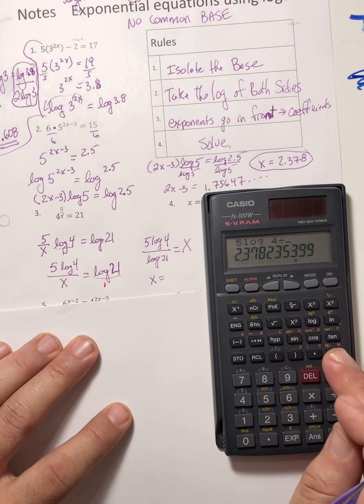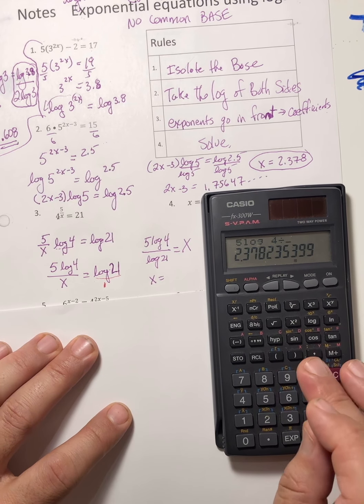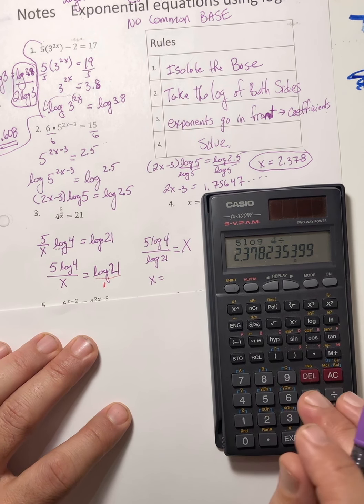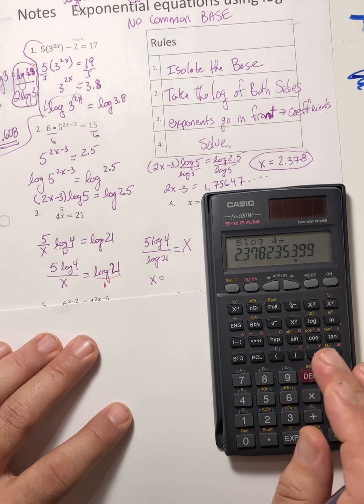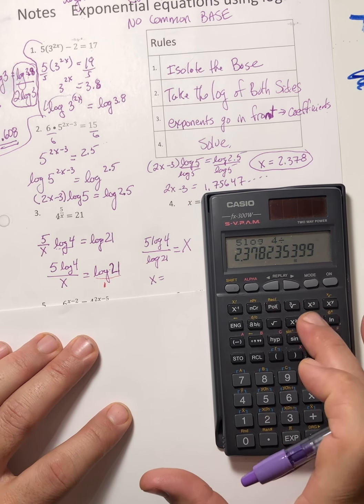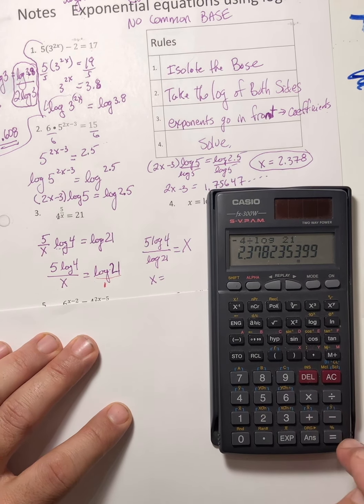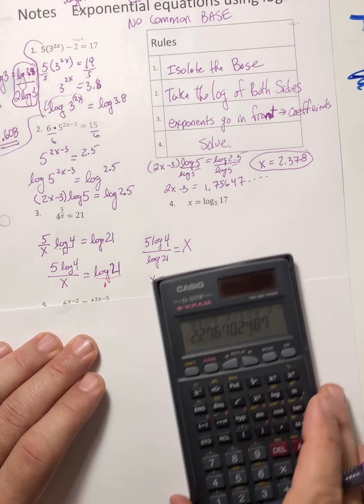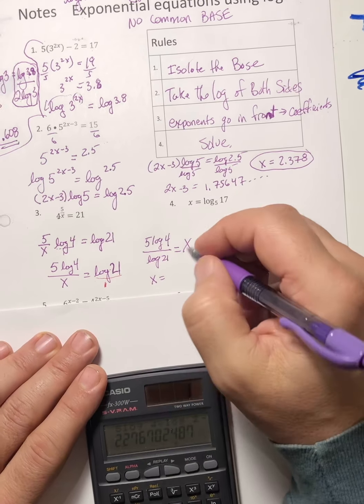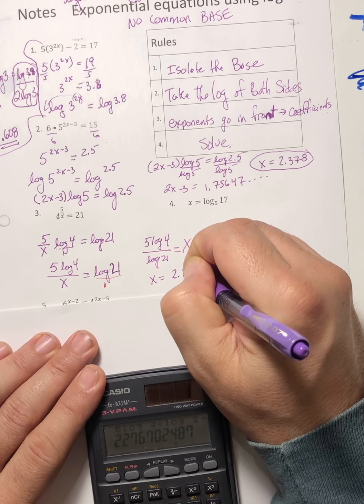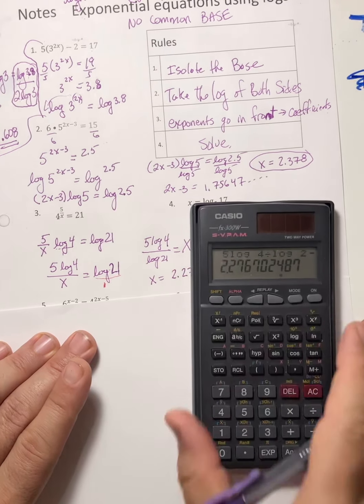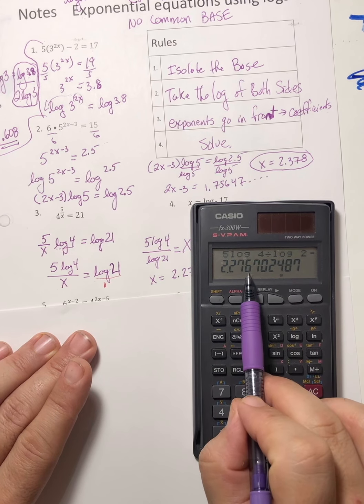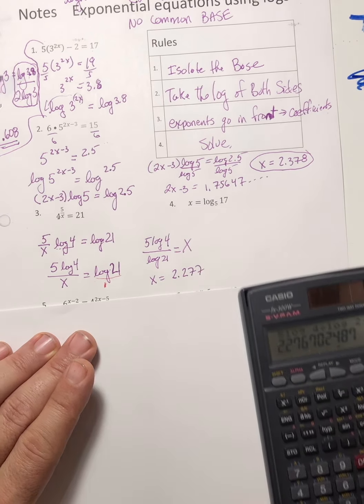Again, for those of you with the graphing calculator, you got to be very, very careful. You got to understand what's going on. You got to make sure you use your parentheses. All right, divided by log of 21. So 2.277. That's 7 changes to 6.